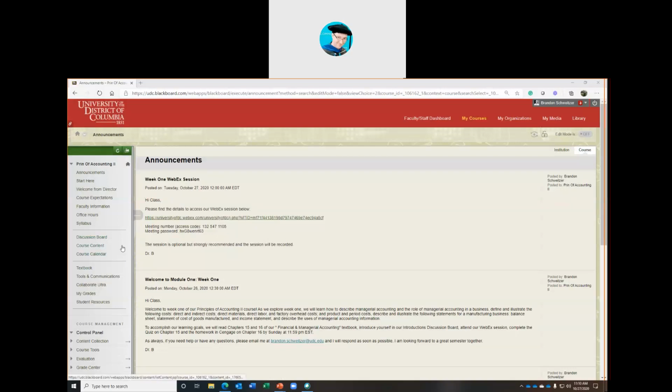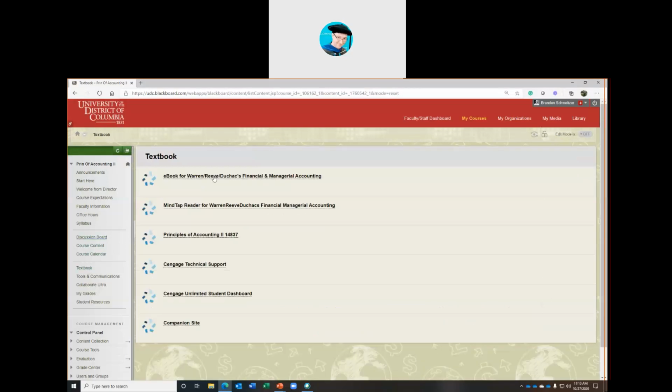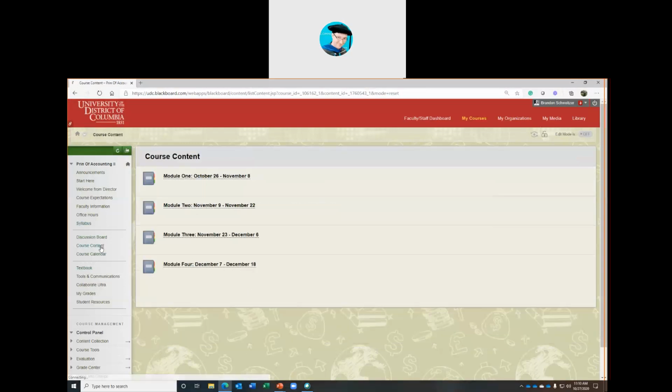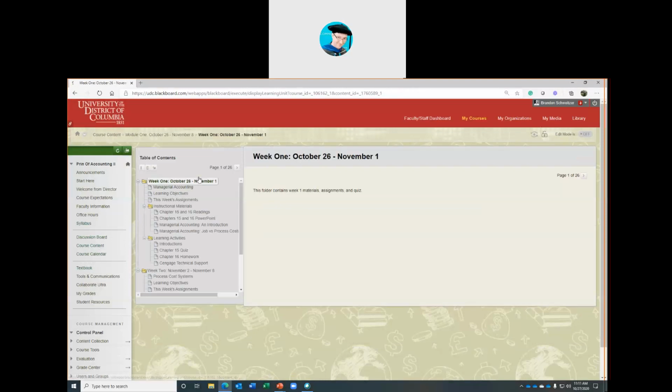To access the textbook, you can either go to the textbook link in the classroom and then select the e-textbook, it's the very first link there. Or you can also access the textbook through course content. Go to course content, select module 1, and of course it'll be under the instructional materials.